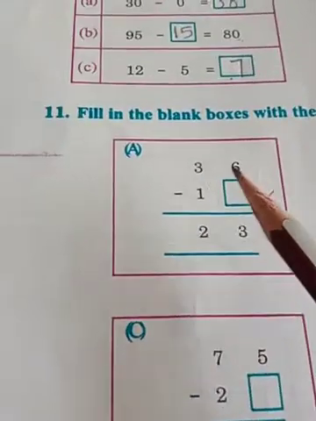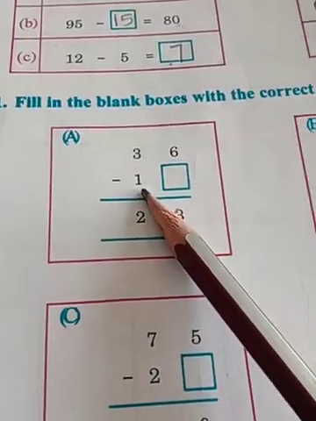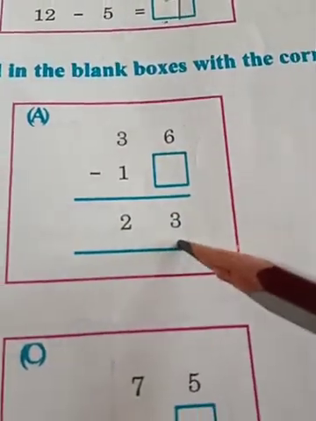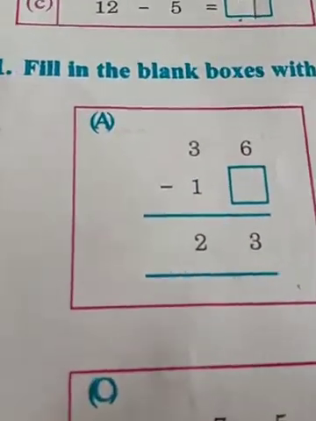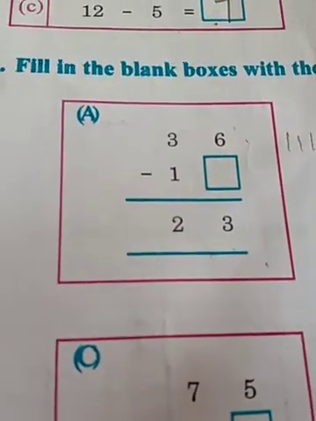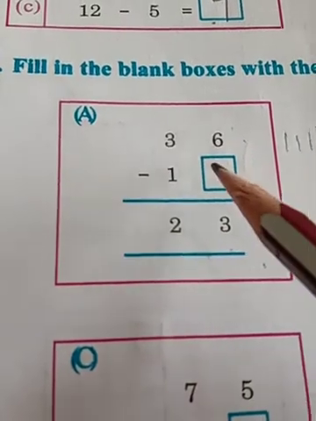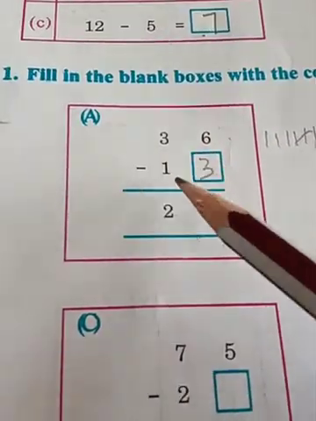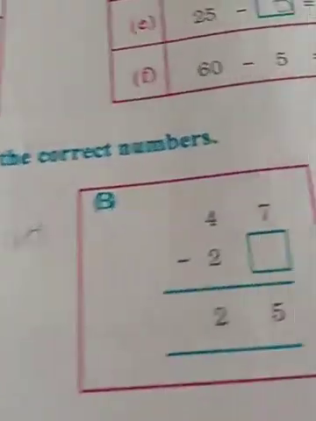Now fill in the blank boxes with the correct numbers. So here 36 minus 23. Here 6 minus 3. You write 6 lines: 1, 2, 3, 4, 5, 6. Cut 3. Remaining 3. So check it. 6 minus 3 equals 3. 3 minus 1, 2.